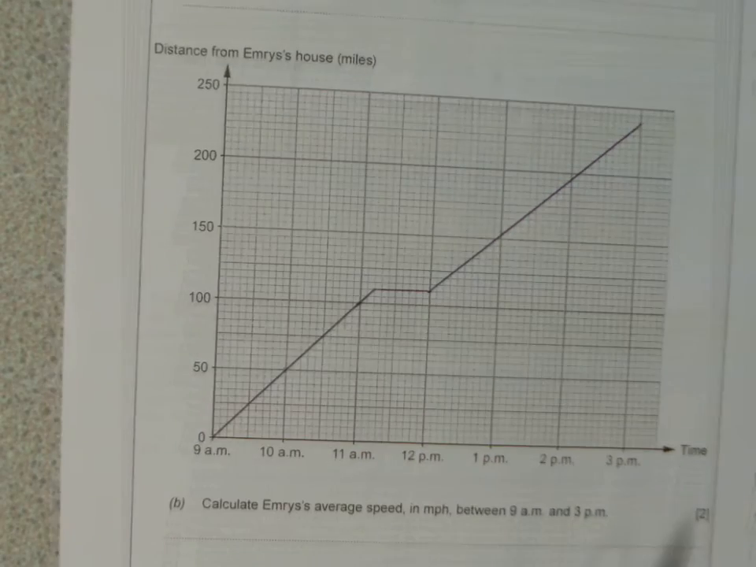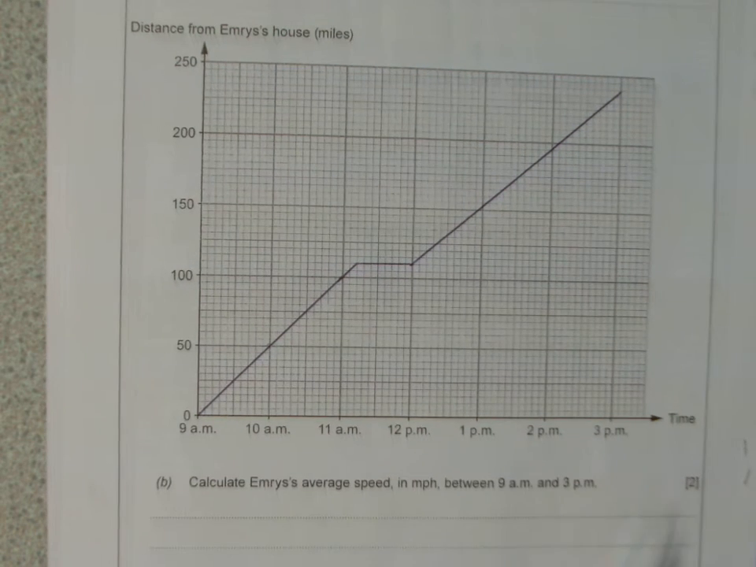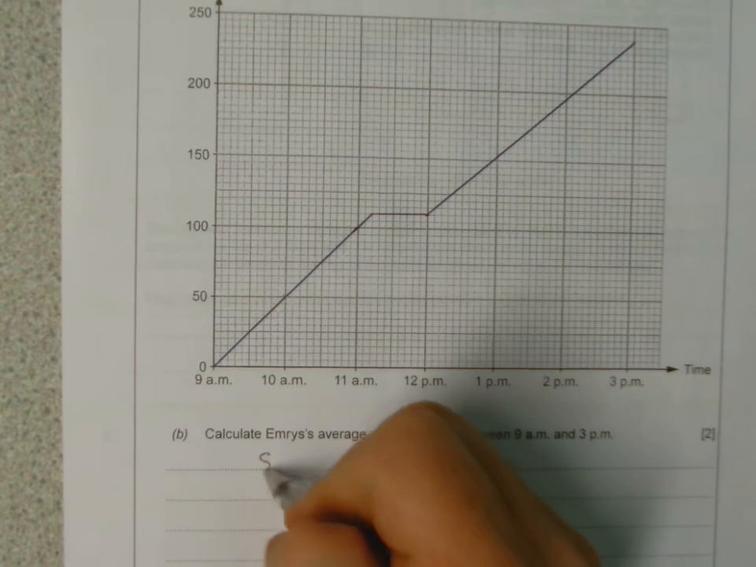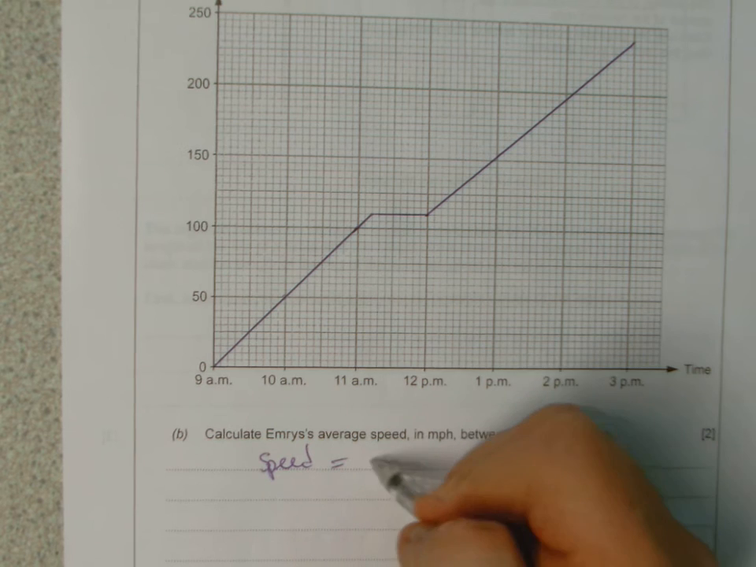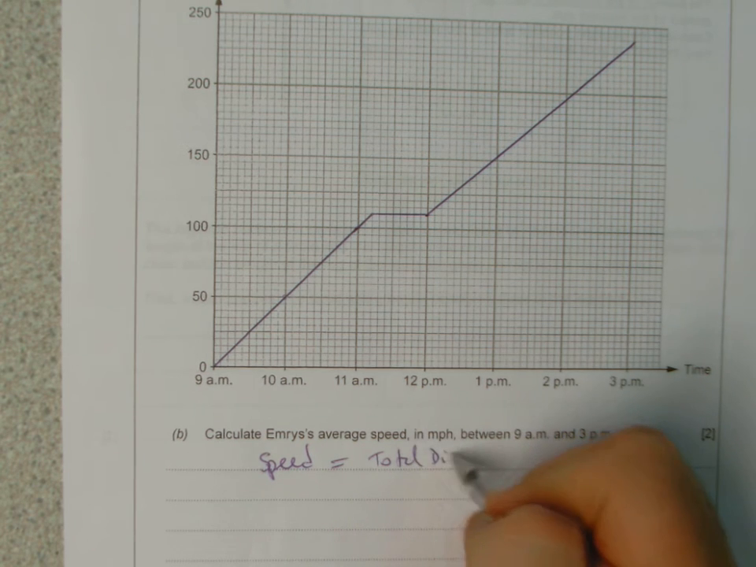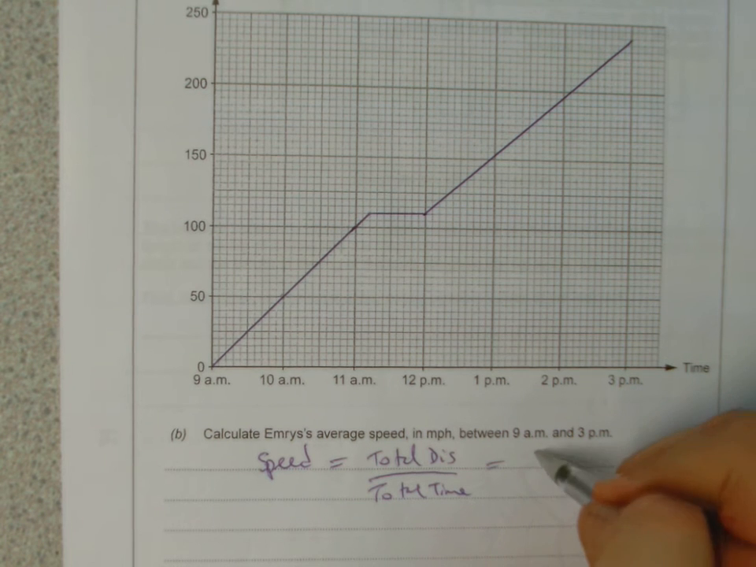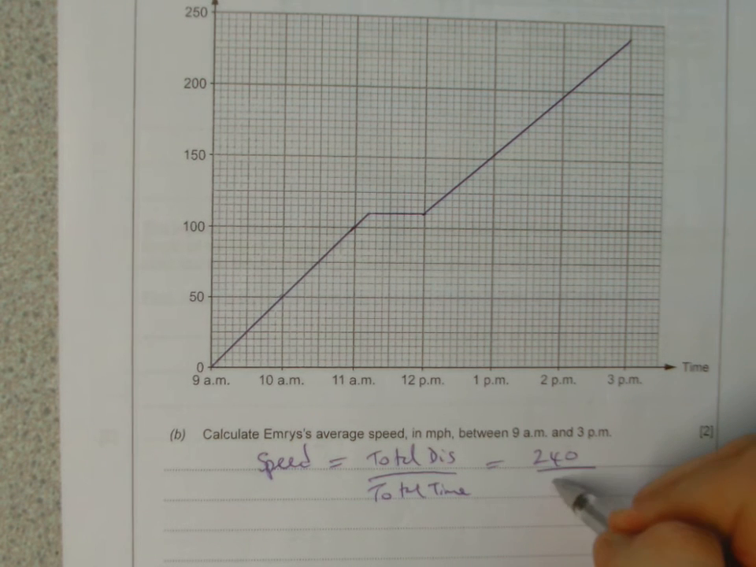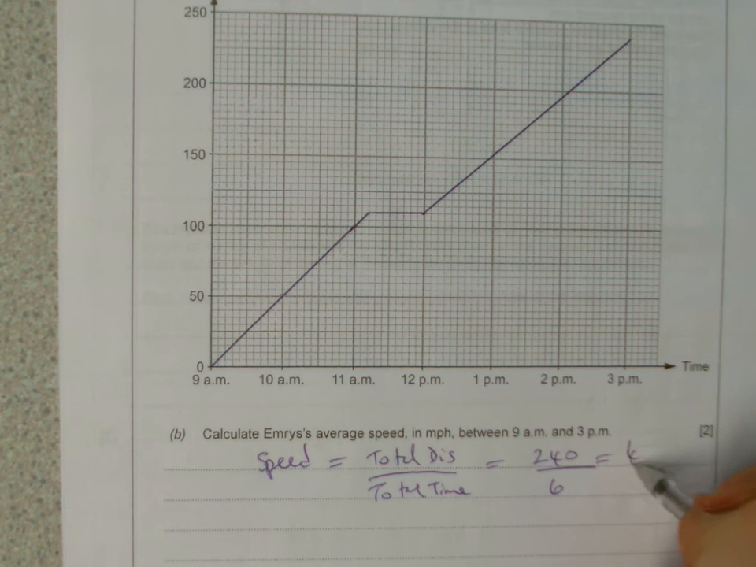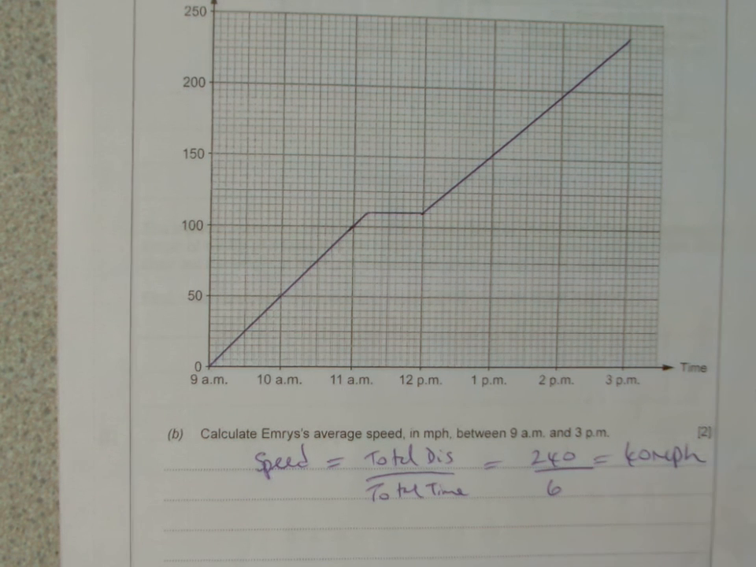Then it says calculate Emrys' average speed in miles per hour between 9 a.m. and 3 p.m. So to get the average speed, it's the total distance over the total time. The total distance is 240, total time is 6 hours, so that comes out as 40 miles per hour.